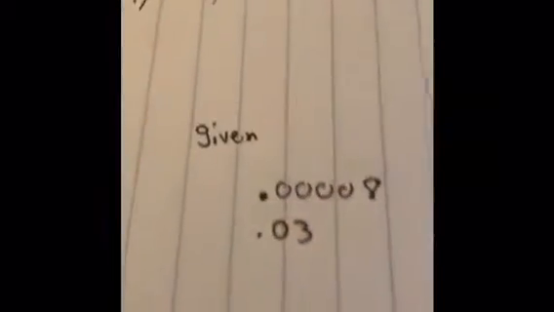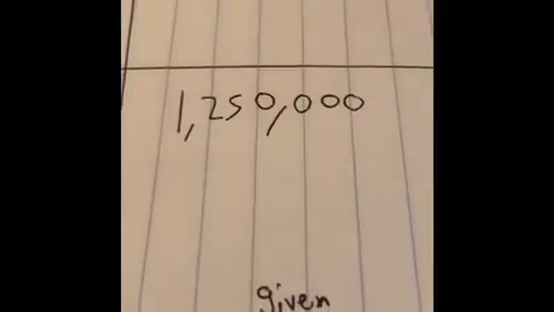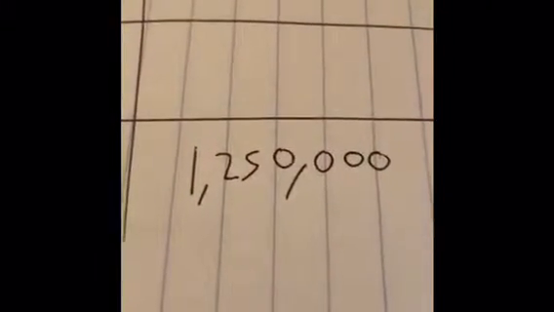Okay, these were our givens, the 0.0008 and the 0.03. The 0.0008 represents the women who have cervical cancer, which is represented in this box, cancer total. So I decided to go with a sample of 1,250,000.